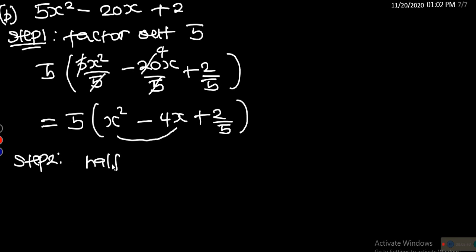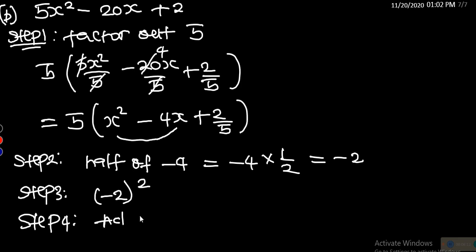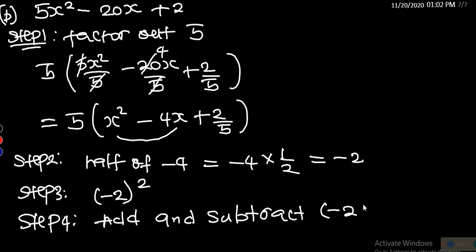Half of the coefficient of x, which is −4, equals −4 times 1 over 2, which is −2, and step 3, the square of this half, (−2)². And step 4, we add and subtract the square, add and subtract (−2)², and then factorize the perfect square.